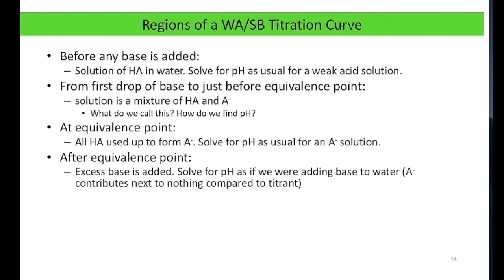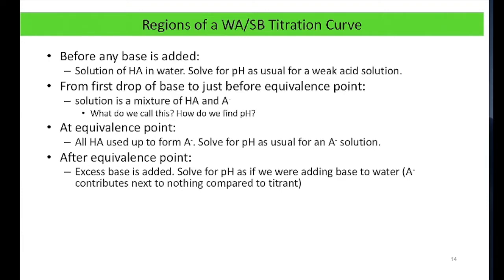So we're going to talk about 4 regions of this titration curve. First, before any base is added, before any titrant is added. So we have just a solution of acid in water, and we're going to solve the pH as usual for a weak acid solution. The second part we're going to look at is from the first drop of base to just before the equivalence point. So this is the buffering region, and we're going to be using the Henderson-Hasselbalch equation to determine the pH.